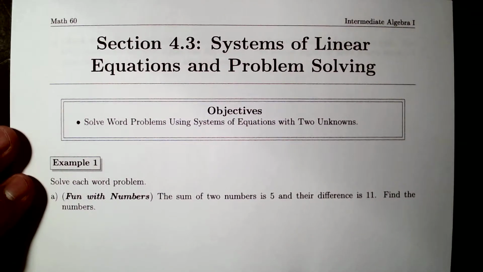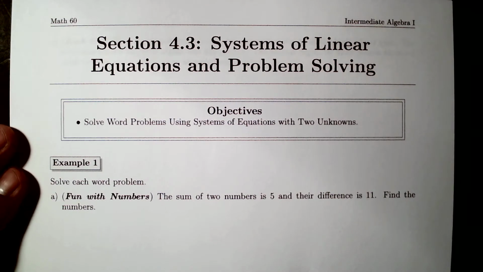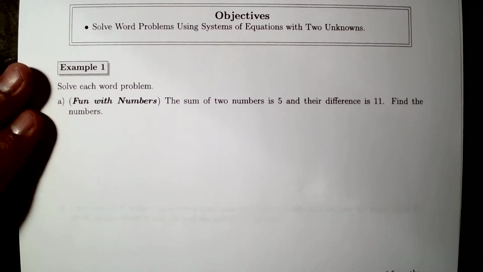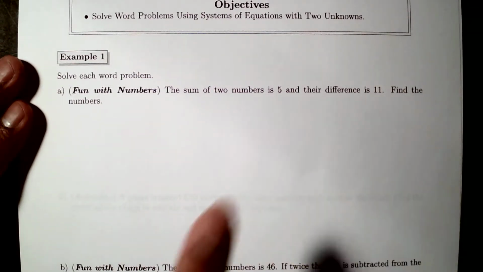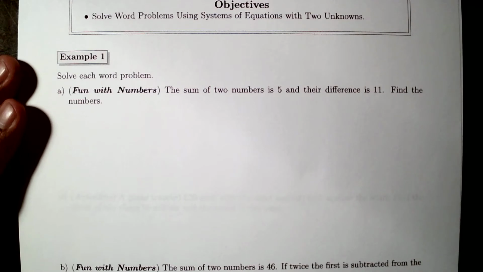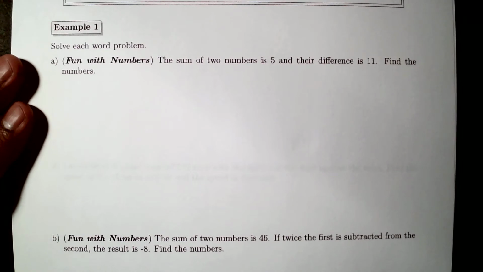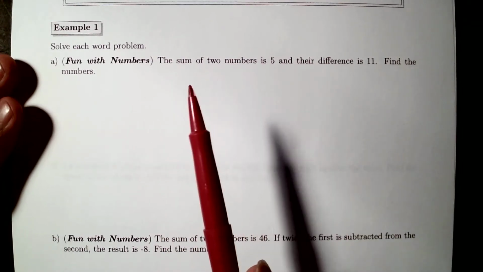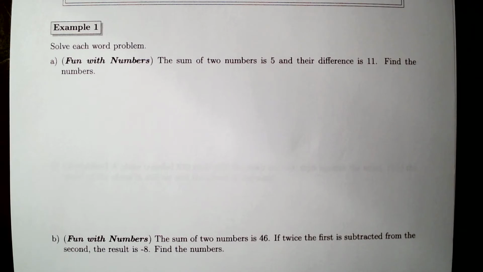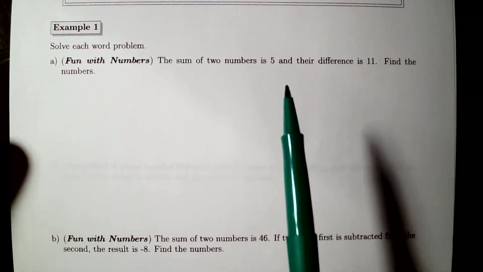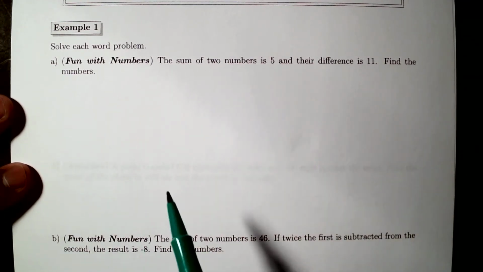Alright, so in this video we'll go over section 4.3, systems of linear equations and problem solving. What we're going to do in this section is write down systems of equations from word problems and then solve those problems. Typically, the classic problems that we are going to encounter in systems of equations with two equations and two unknowns are those problems involving numbers.